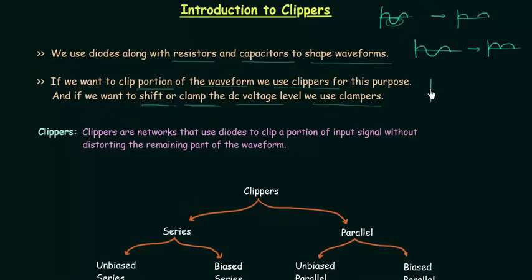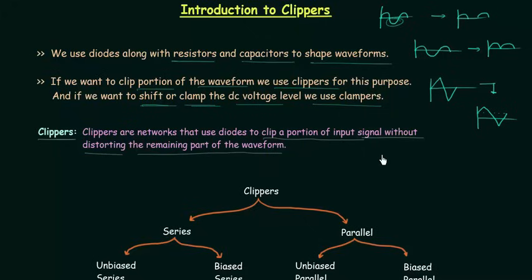For example, if this is the input voltage and we are using the clamper circuit, so the output waveform will look something like this. We have shifted the DC voltage level by using the clampers. In this lecture, I will explain clippers. Clippers are networks that use diodes to clip a portion of input signal without distorting the remaining part of the waveform. In case of half wave rectifier, negative half of the waveform is clipped and the remaining part is not changed.